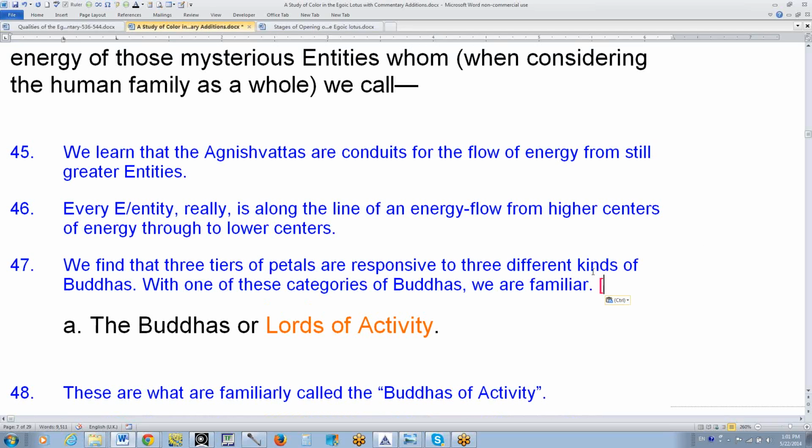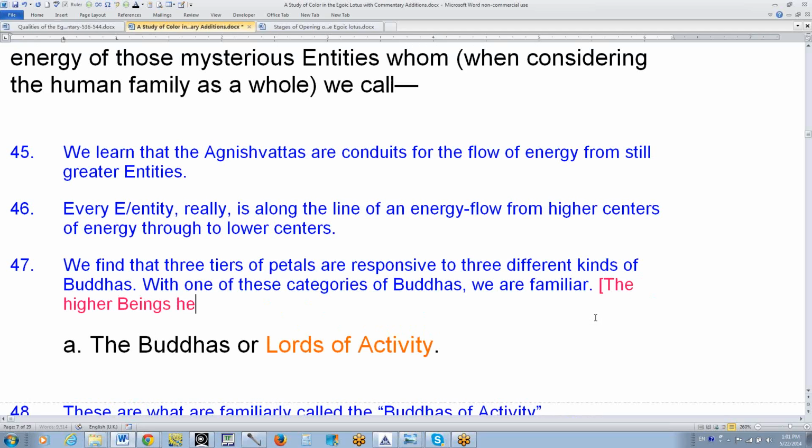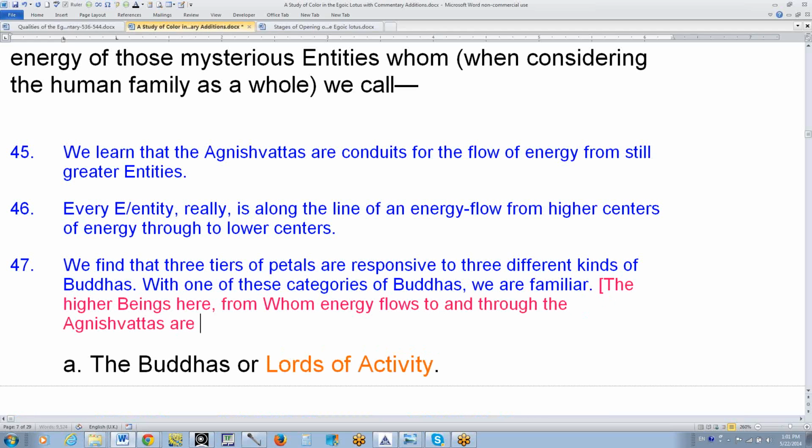So the higher beings here, from whom energy flows to and through the Agnishvattas, are called Buddhas. So we're learning something about Buddhist emanation theory. I begin to think that the deeper aspects of Buddhism cannot really be understood unless emanation theory is part of that understanding.